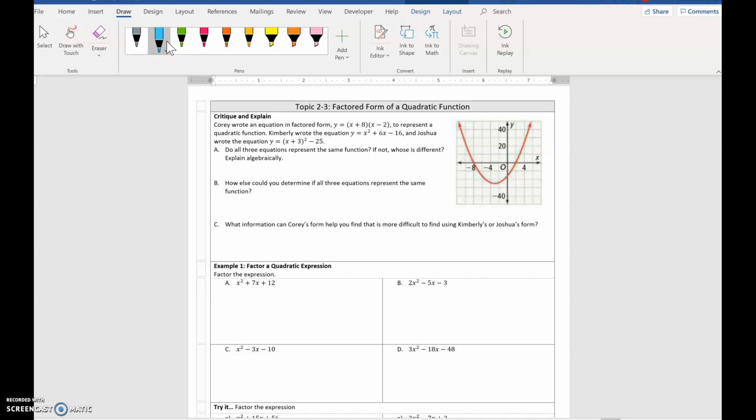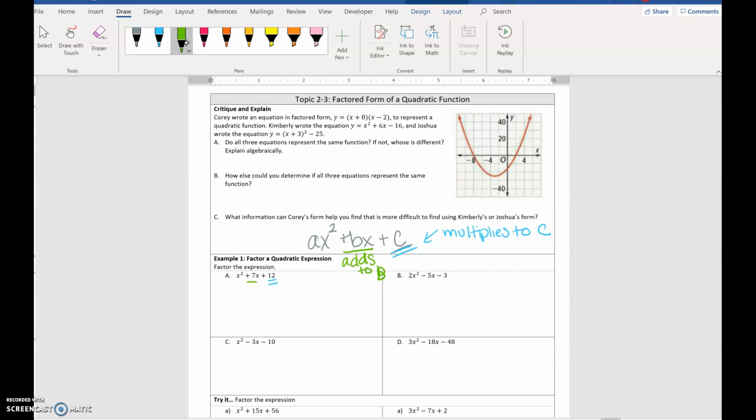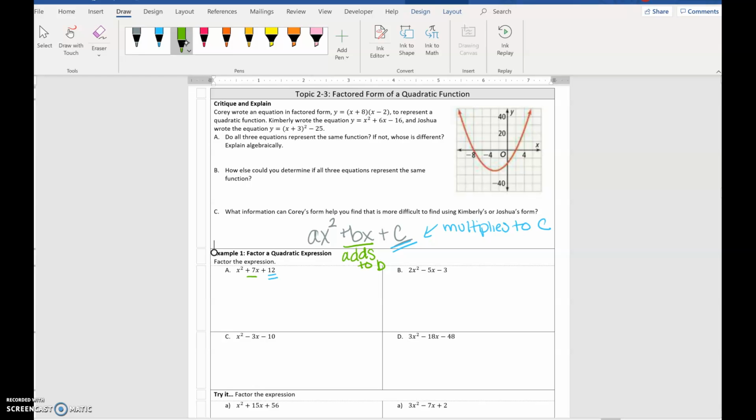So for this first one, where we're factoring this expression, you're looking for what multiplies to C and adds to B. Remember that we have A times x squared plus B times x plus C. So again, we are looking for what multiplies to C and adds to B. In this first one, we're looking for something that multiplies to 12 and adds to 7.